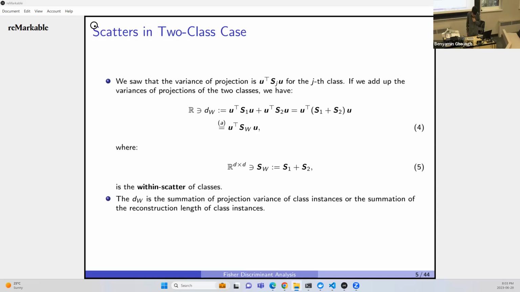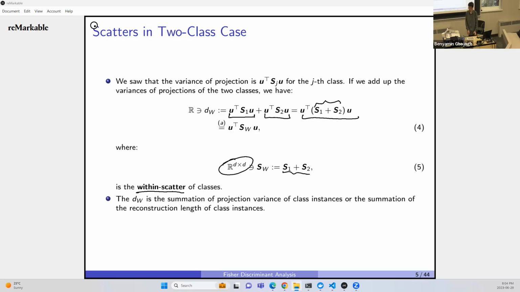Also, now as I have two classes, let me sum the covariances after projection of the two classes. So I have U transpose S1 U plus U transpose S2 U. I left factor out U transpose, right factor out U, and I will get this, right? I define S1 plus S2, because we have two classes for now, as SW, which is a D by D dimensional matrix.